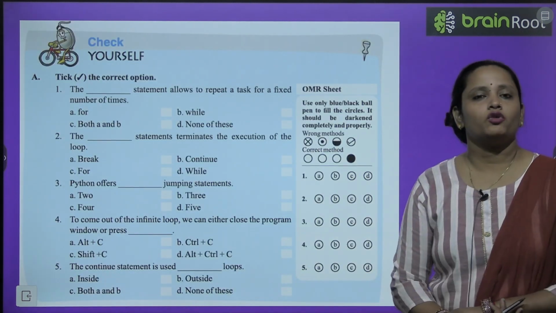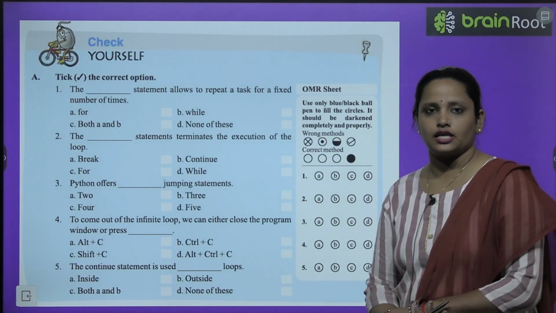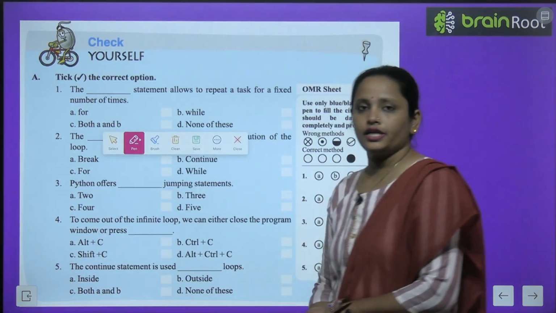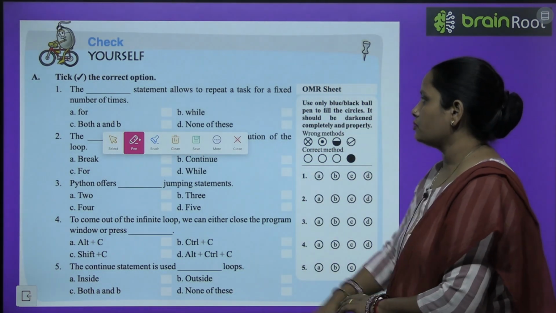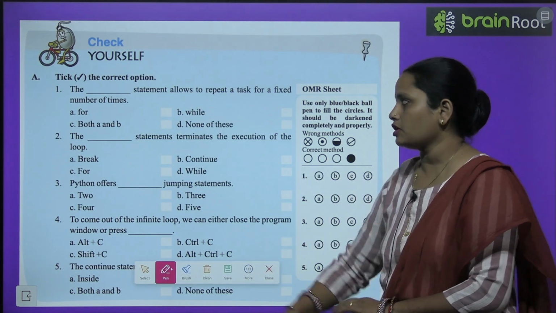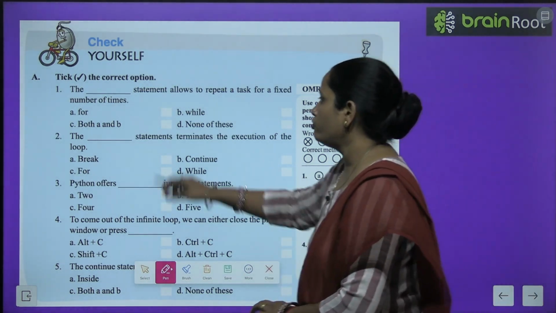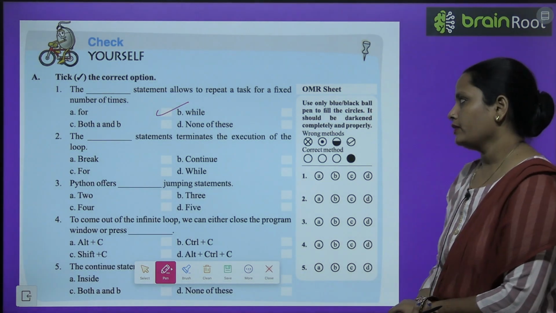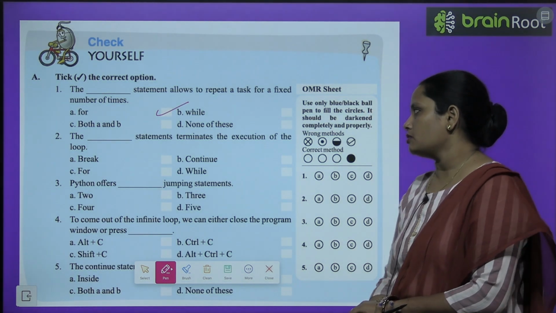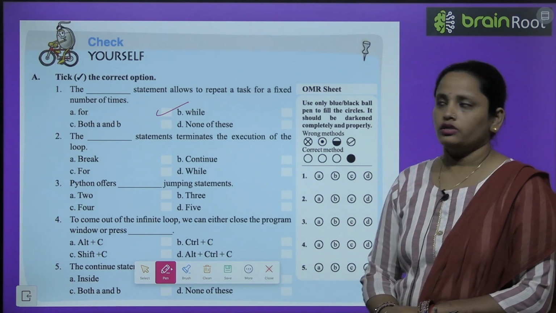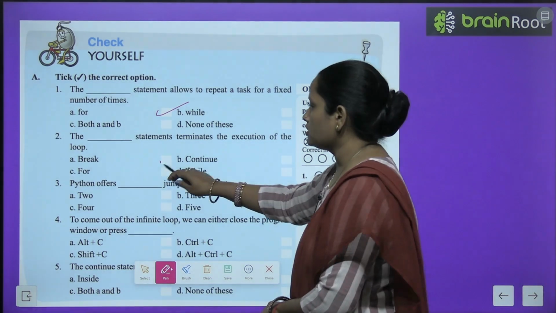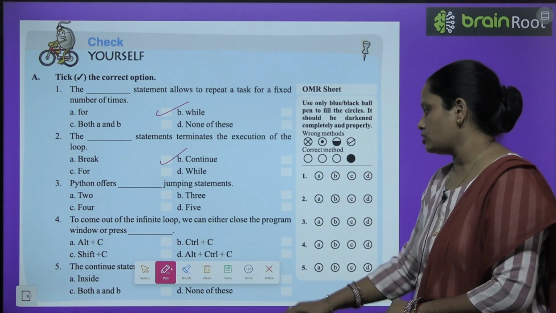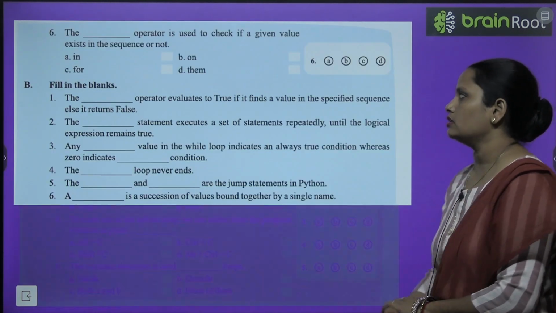Now children, let's move on to the book exercise, which is Check Yourself. Here, in the A exercise, tick the correct option. So children, the first question is: the dash statement allows to repeat a task for a fixed number of times. So we use the for statement to repeat a task for a fixed number of times. Next comes: the dash statement terminates the execution of the loop. So the break statement terminates the execution of the loop. Like this you have to do the rest of the questions that are given here.